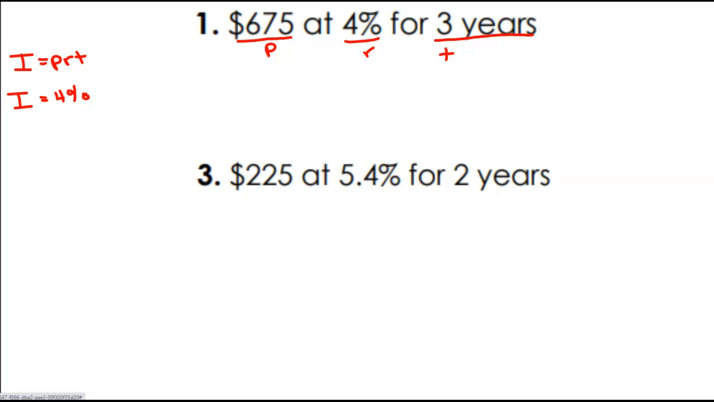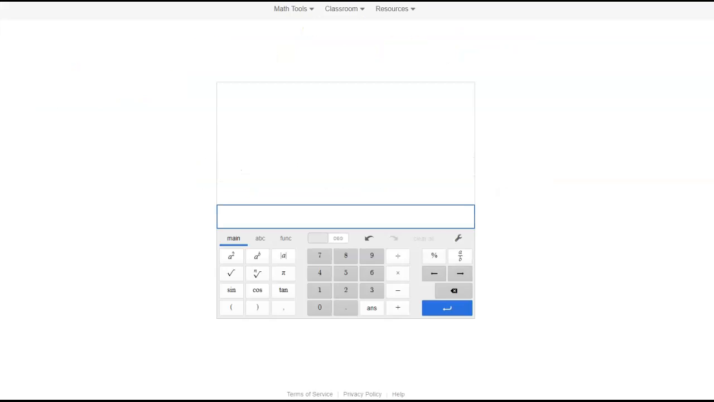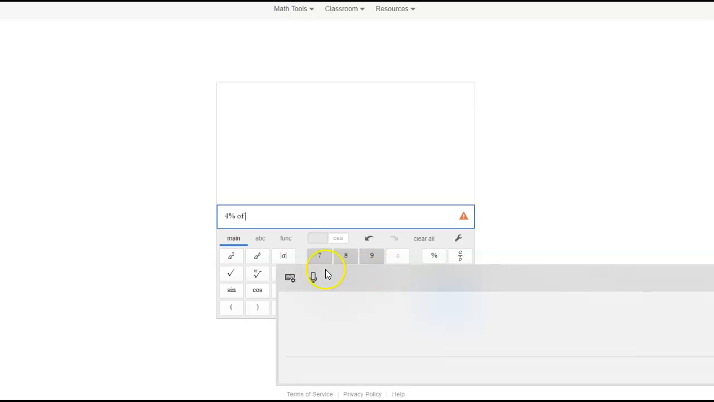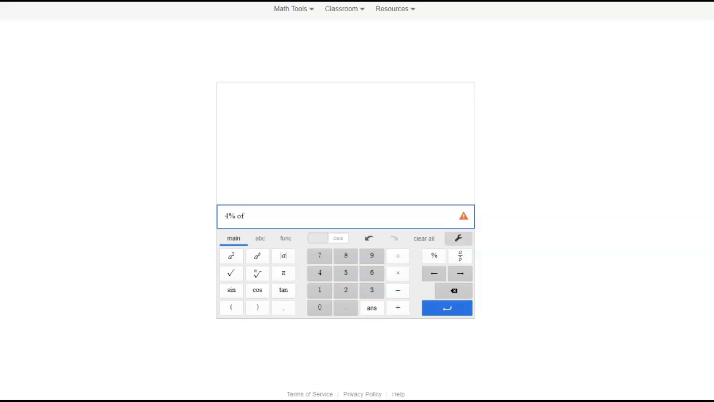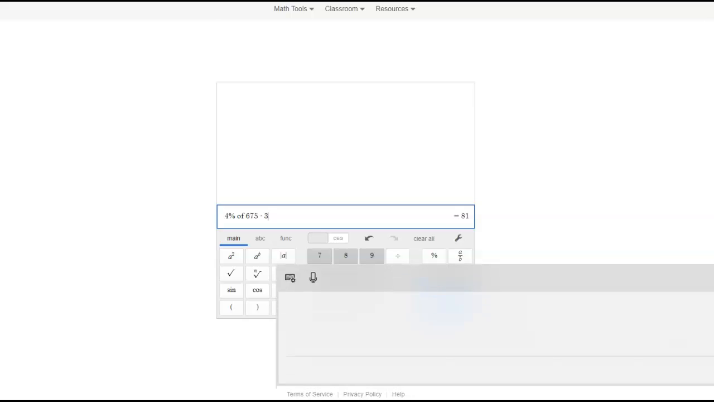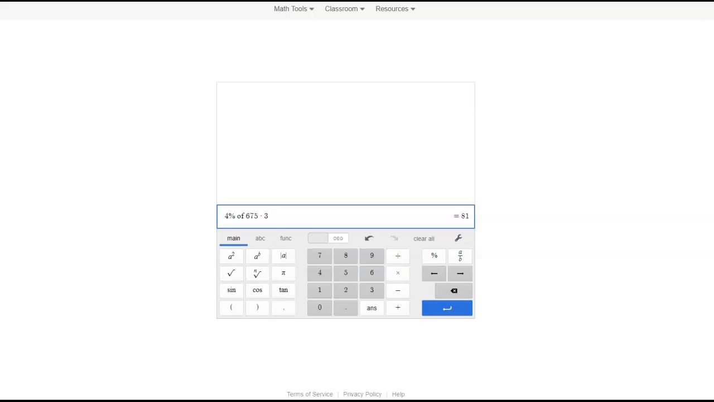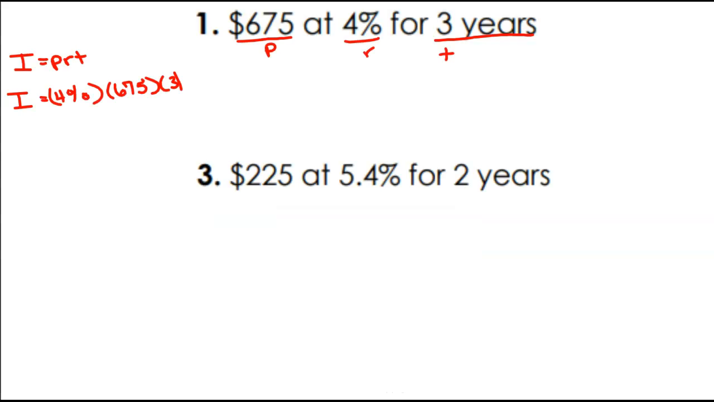And then I'm going to show you how to use Desmos for this. If you put it into Desmos just like I have it here, it will calculate the interest for you. So I've got 4% of 675 times 3. And this gives me 81. So this is $81 in interest.